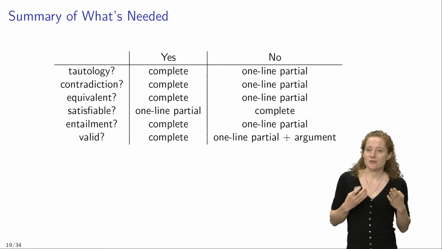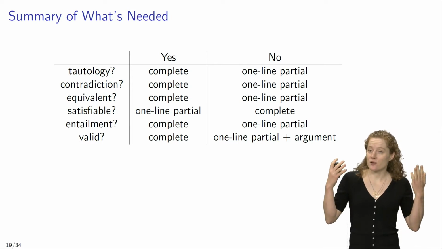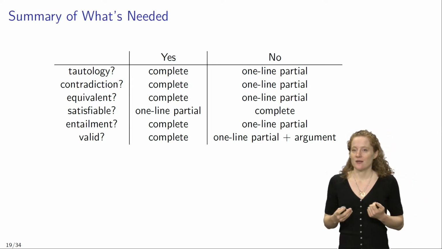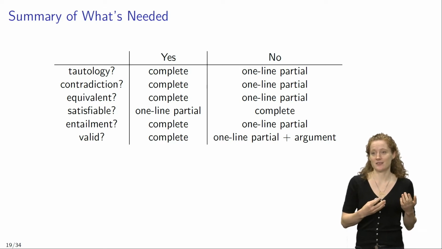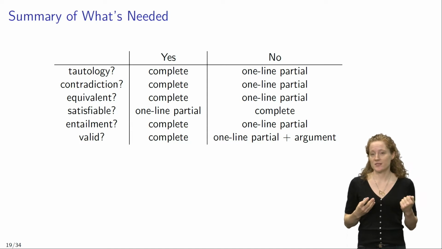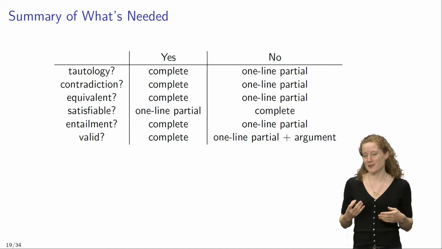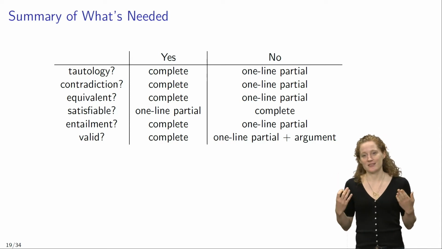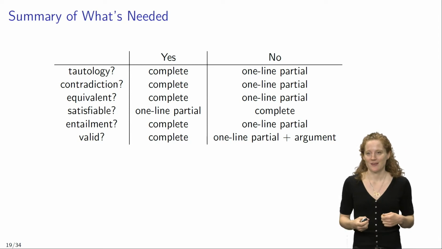Showing that two sentences are tautologically equivalent requires a complete truth table, but showing that two sentences are not tautologically equivalent merely requires one line in a partial truth table. Specifically, you only need one line in a truth table in which the two sentences are evaluated differently, and one of them is true and the other one is false.